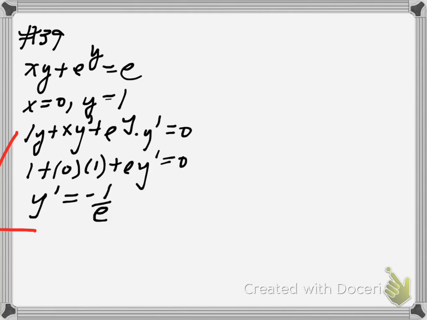Now we're going to take this equation and take the second derivative. Okay? So the derivative of the first term is y prime. The derivative of the second term is going to be the product rule. So that's going to be y prime plus x times y double prime.